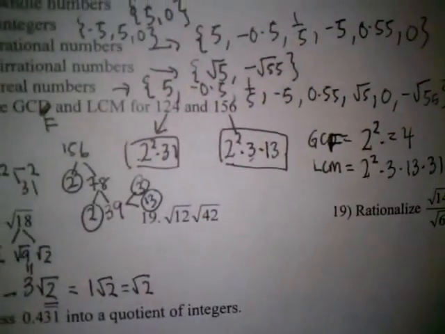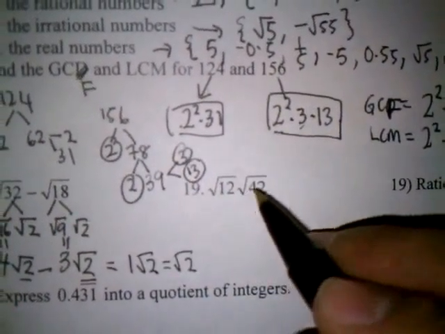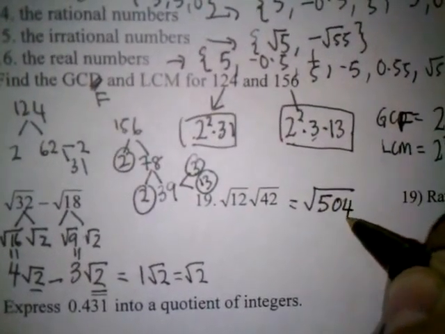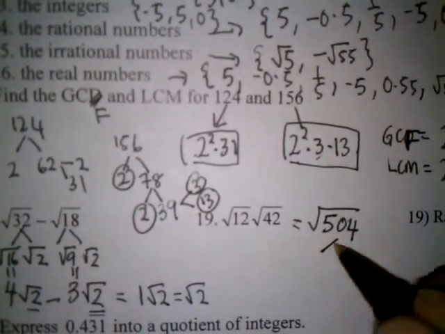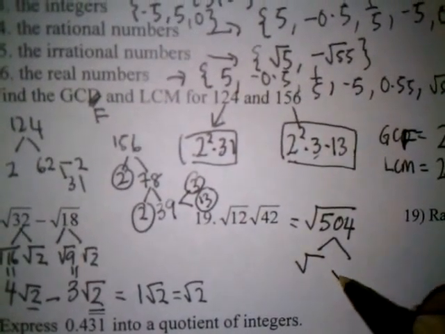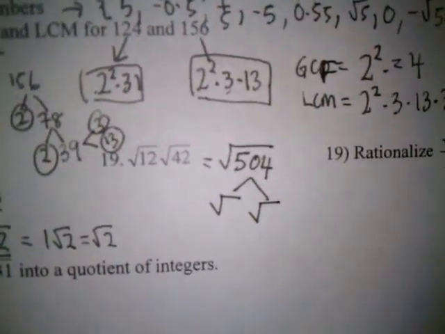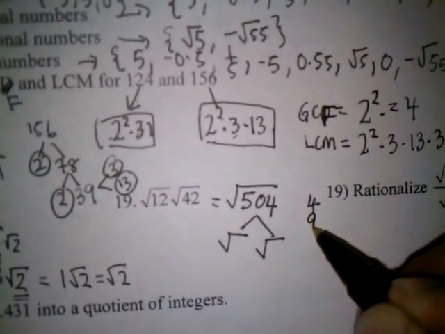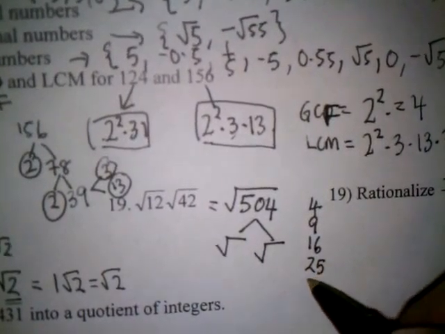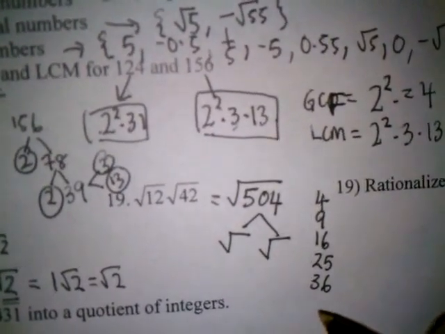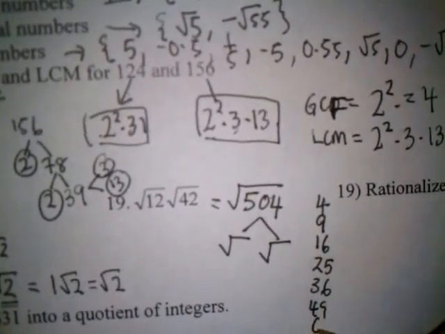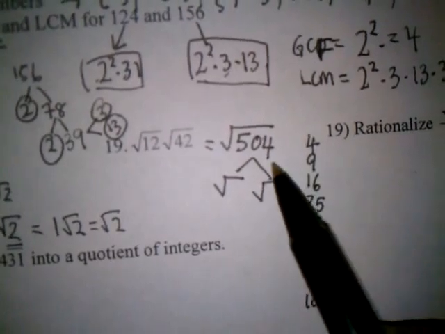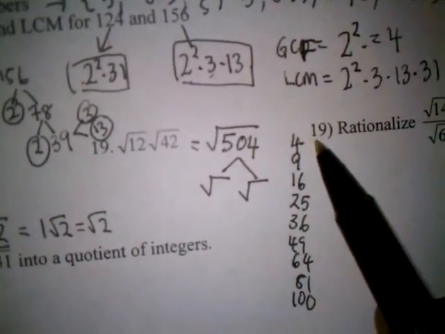For question 19, you have to multiply root 12 and root 42. If you multiply this, you will get the square root of 504. You have to break the square root of 504 into a perfect square. So you have to list all the perfect squares down, which is 4, 9, 16, 25, 36, 49, 64, 81, and 100. And you keep on dividing 504 with these numbers.